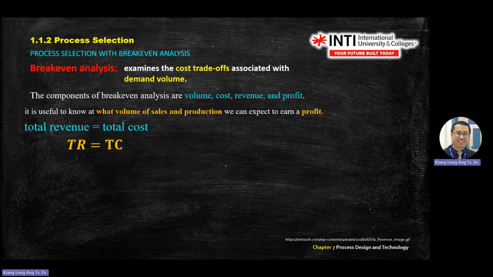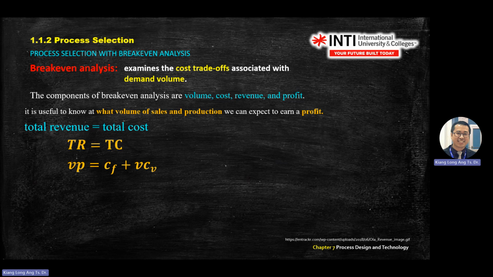When TR equal to TC, meaning total revenue equals your total cost, it is the break-even point. You don't make profit, and you also don't lose money. In business, we don't aim for the break-even point. Of course, it's a consideration in the early decision, but you don't want to open up a business and then always break even. You don't want that, right?